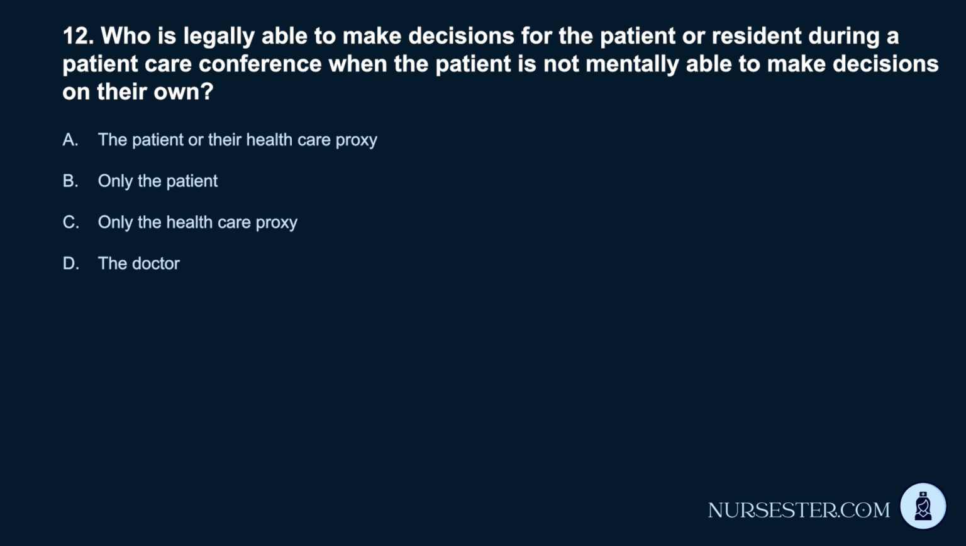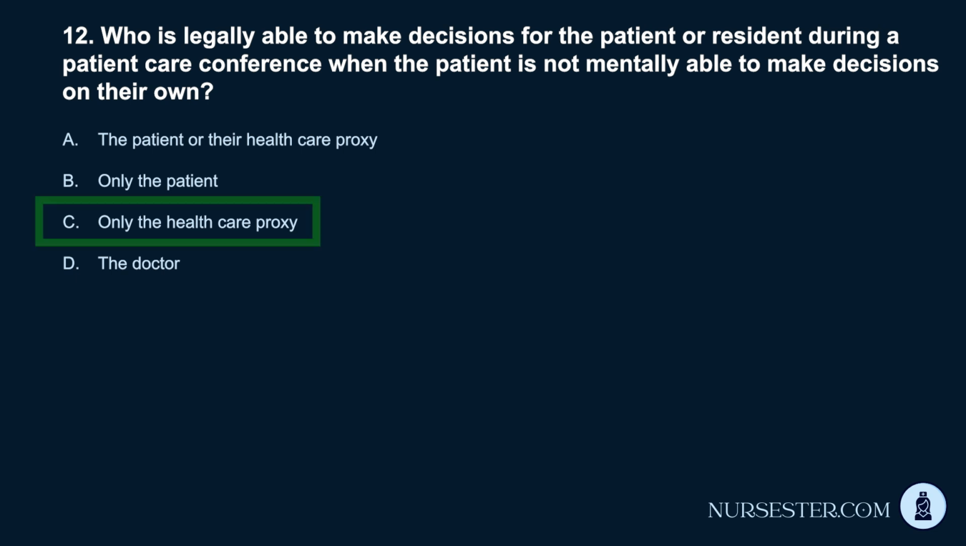12. Who is legally able to make decisions for the patient or resident during a patient care conference when the patient is not mentally able to make decisions on their own? A. The patient or their healthcare proxy. B. Only the patient. C. Only the healthcare proxy. D. The doctor. Correct answer: C.